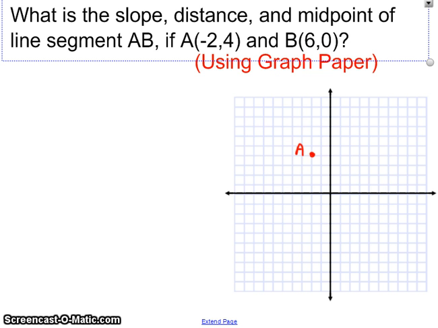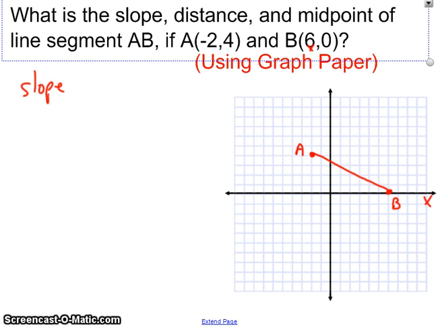Now, always keep in mind, this is your x-axis. Your x-coordinate here is 6. So 6, 0 has to be lying on the x-axis, which would be right there. So this is the line segment AB that visually, using a graph, we should be finding the slope, the distance, and the midpoint.